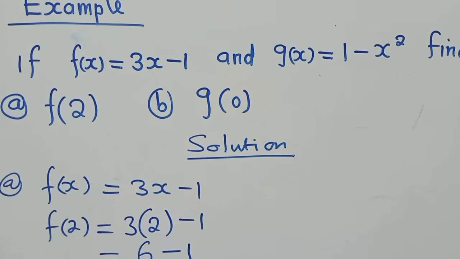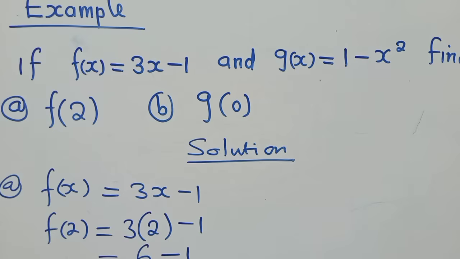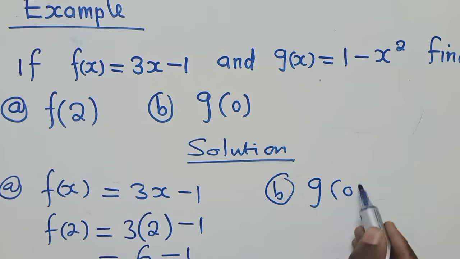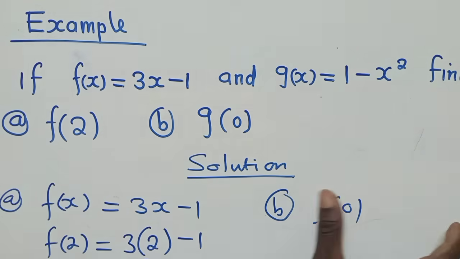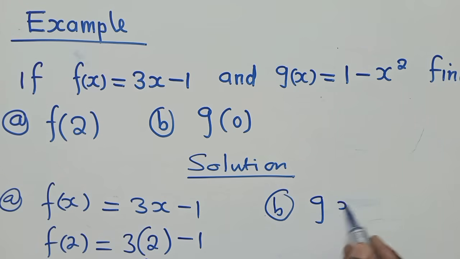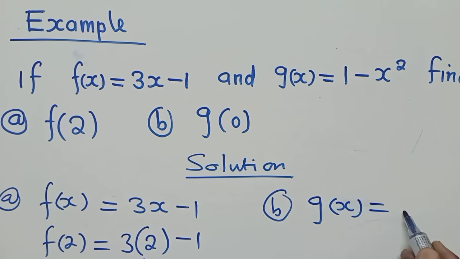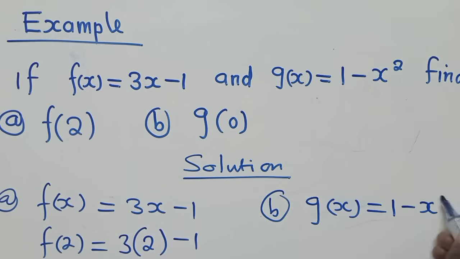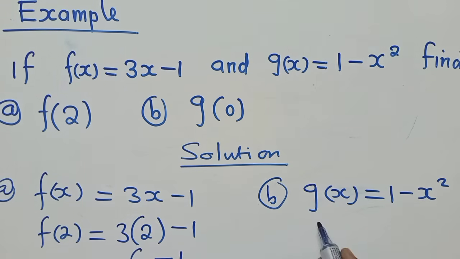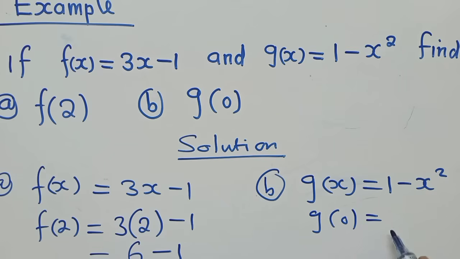All right, so let's check out B. For B, we've got g of 0 is what they want. So what we're going to do now is just copy the function. g of x is equal to 1 minus x squared. Okay, so now in the question, they want us to find g of 0. So what is going to happen?